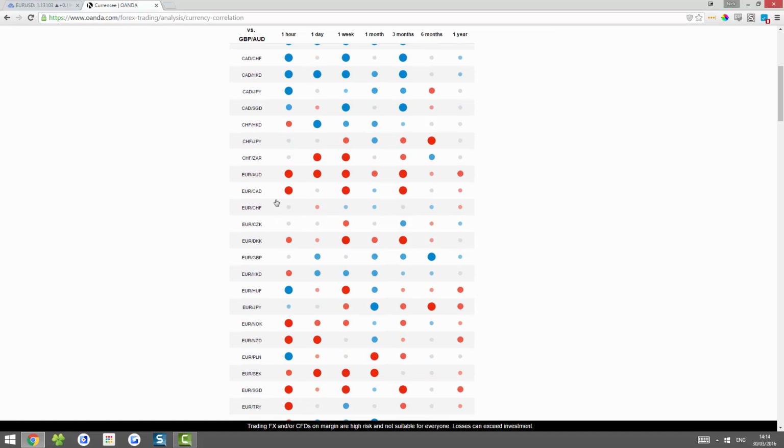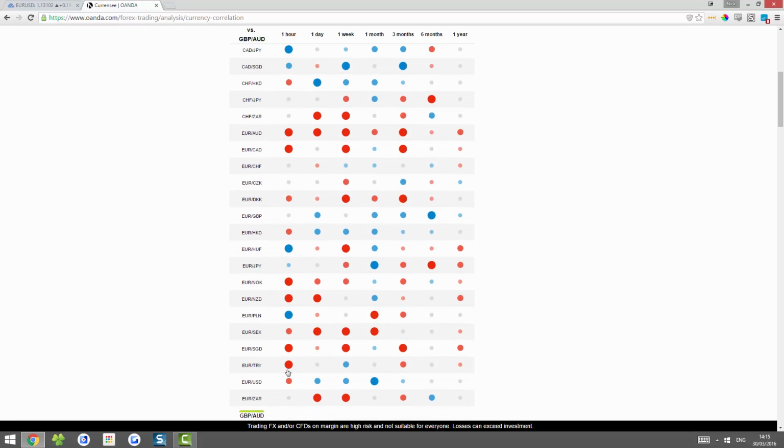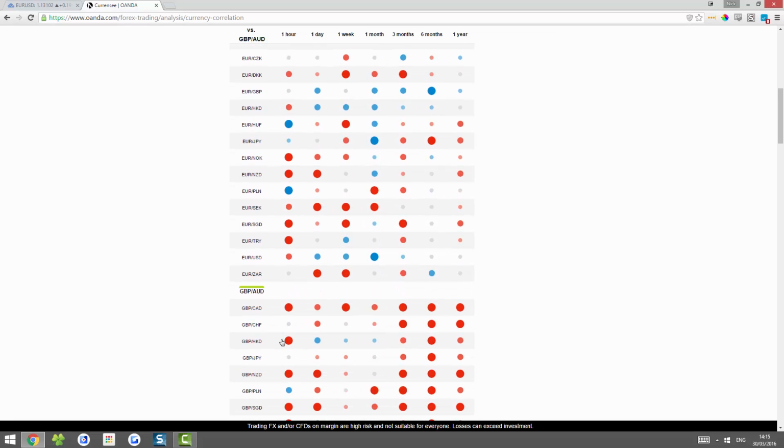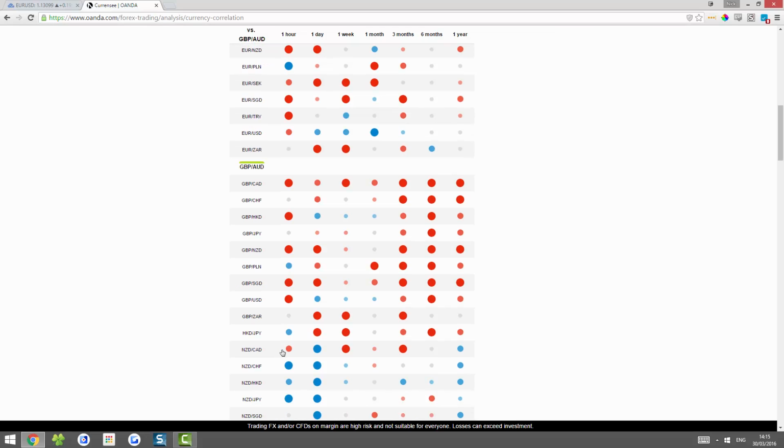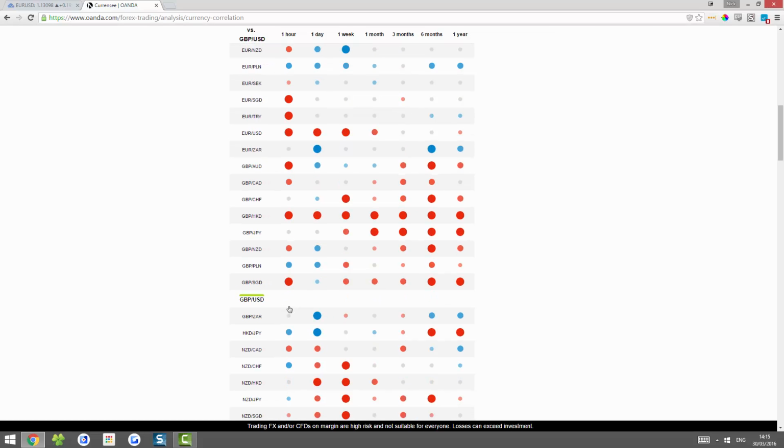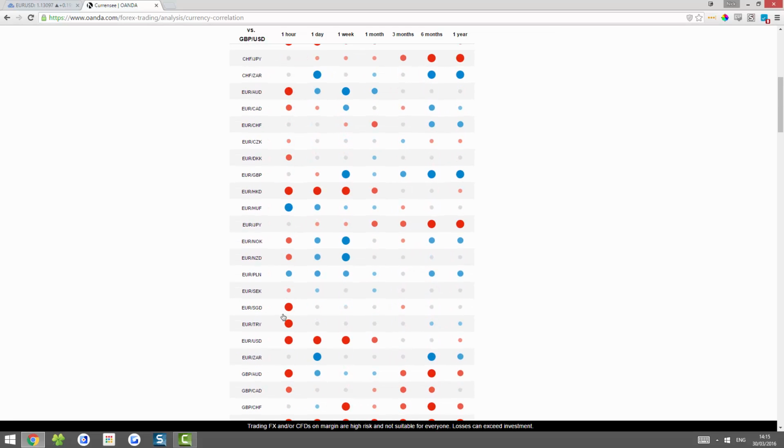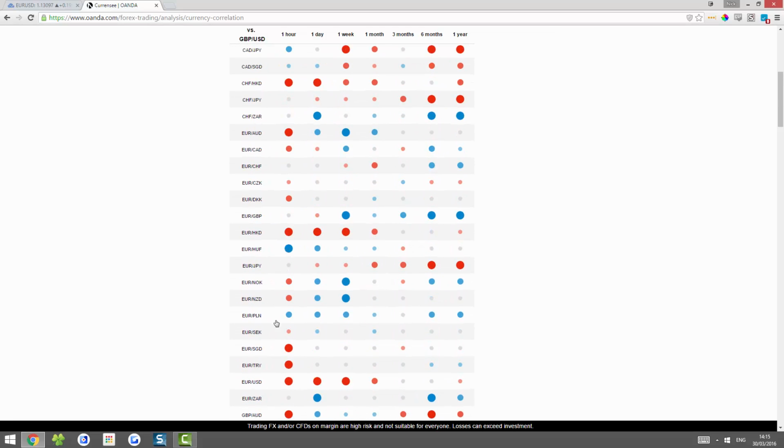That's why, before you enter more than one trade at a time, even if they don't look correlated at all, you always check your currency correlations. You always make sure that they're not correlated because you don't want to be in two trades that are essentially the same trade. It's never really a good position to be in. So I'm going to go down to GBP USD and where's Euro USD?